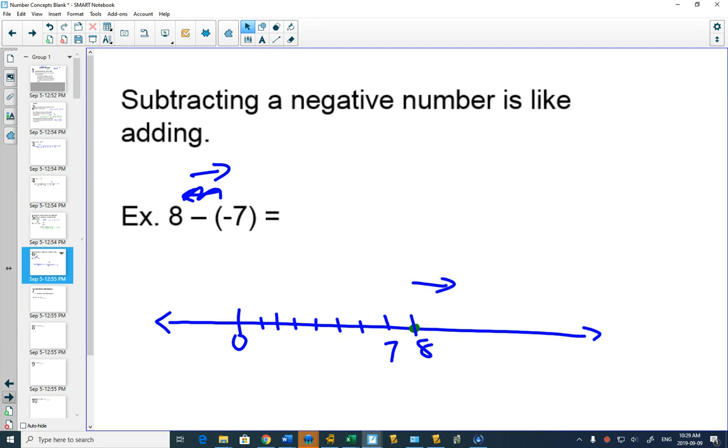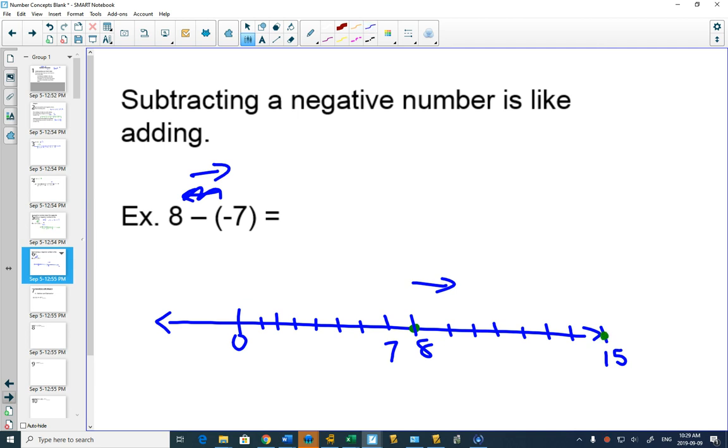And since we're subtracting, which normally goes back, but we're subtracting a negative, which does the opposite, we're going to go forward. I need to go 7 more. 1, 2, 3, 4, 5, 6, 7. What number is this going to be? If I'm at 8 and I go 7 more. 15. Nice.